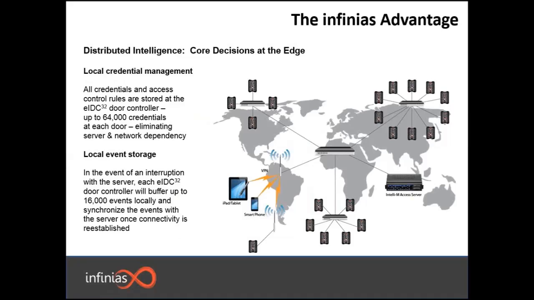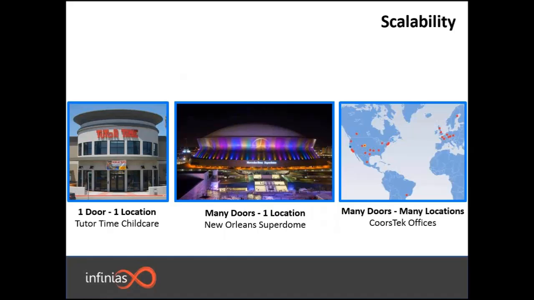Now, by having an Infinias solution, you're going to be able to make core decisions at the actual controller. This allows for much more expandability across your installations. The controller can hold up to 64,000 credentials at each door and 16,000 events. So even if for some reason your controller cannot speak back to the server, say the server goes down or power goes out, that device is going to remember the rules and the users, and after the device gets reconnected, send all those events over. So you don't lose any important data.